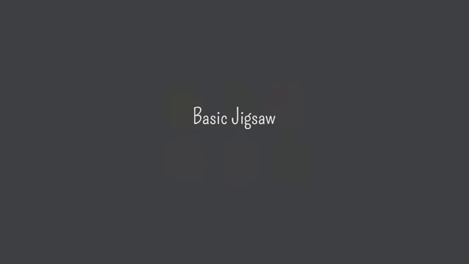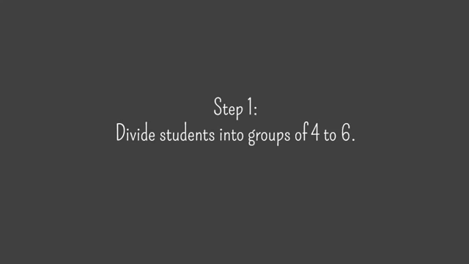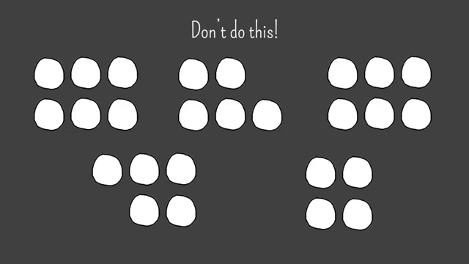Here are the steps of a basic jigsaw, sometimes referred to as Jigsaw I. Step 1 is to divide students into groups of 4 to 6 people per group. Jigsaw works best when you have the same number of students in each team, so avoid having some groups of 4, some of 5, and some of 6. Later in this video, I'll show you what to do if you can't divide students into perfectly even teams. For this example, we'll assume you're working with a class of exactly 30 students who can be divided evenly into groups of 6. We'll call these jigsaw groups.